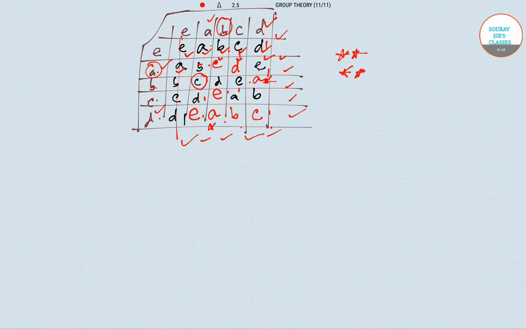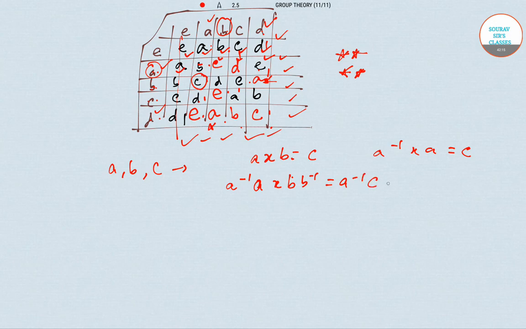Okay, so let's go for another one. Let's say that A, B and C are the elements of a group. Now if they ask us to solve the equation AXB equal to C for X, and also A inverse XA equal to C for X. So in the first case, AXB equal to C. If we multiply by A inverse on the left and B inverse on the right, A inverse AXB B inverse equals A inverse C B inverse, the way it goes: first, last, first, last.